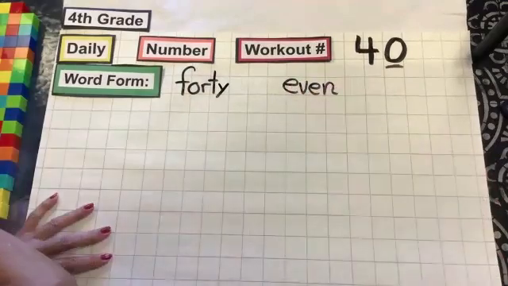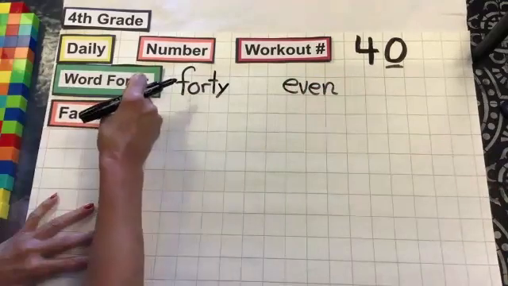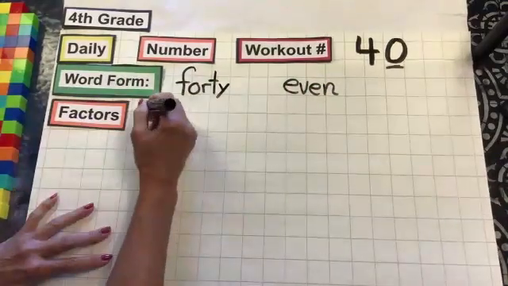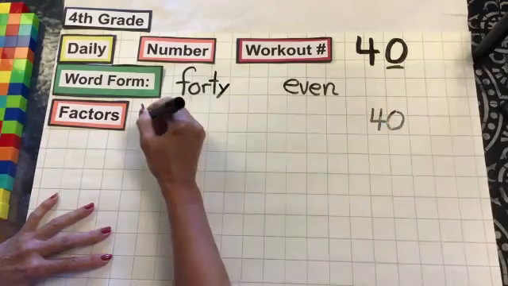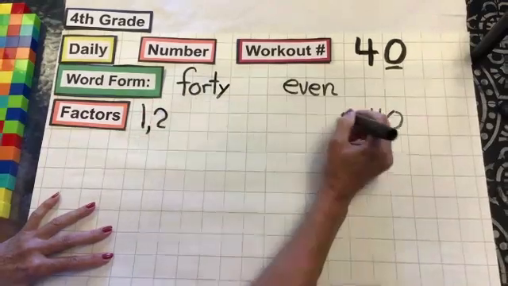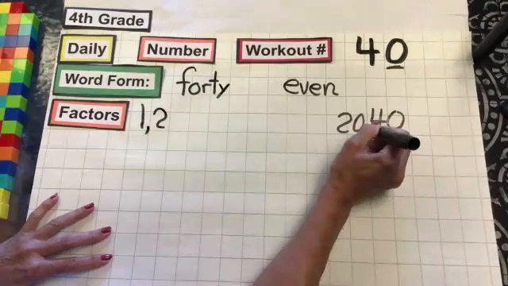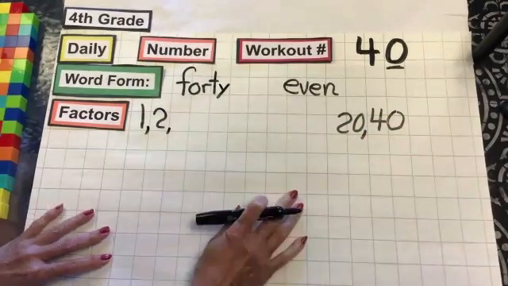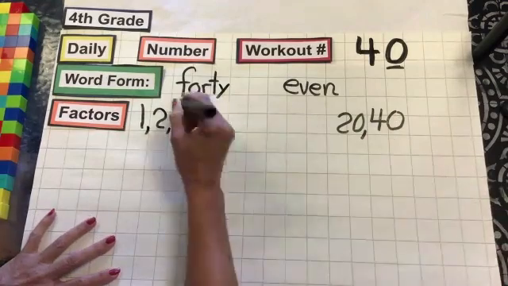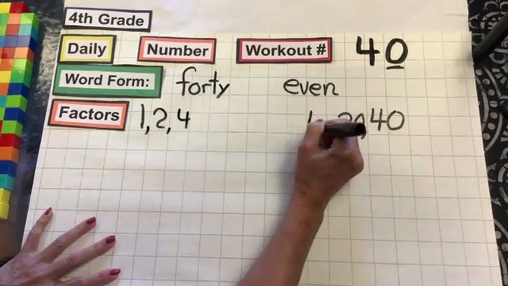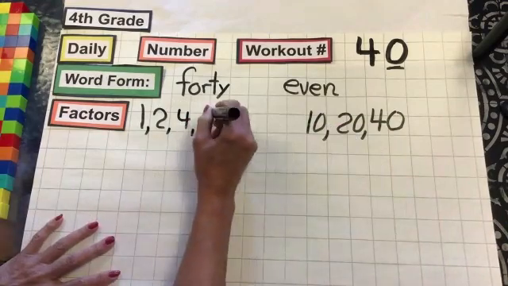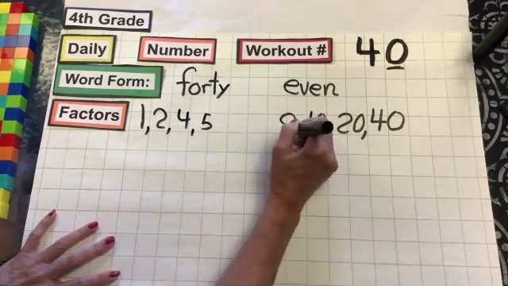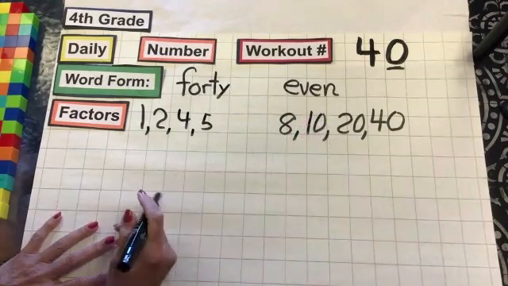All right, let's go on to the factors of 40. So we have 1 times 40, and I'm going to spread them out today. 2 times 20, so 2 20s make 40. 3 does not go into 40. 4 does. 4 times 10. 4 10s make 40. 5 goes in 8 times. 5 times 8 is 40.